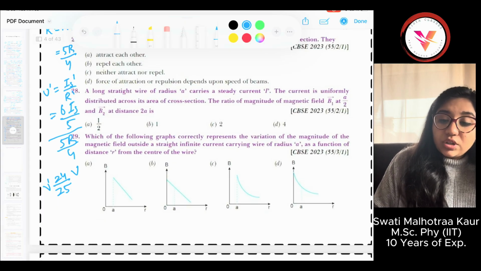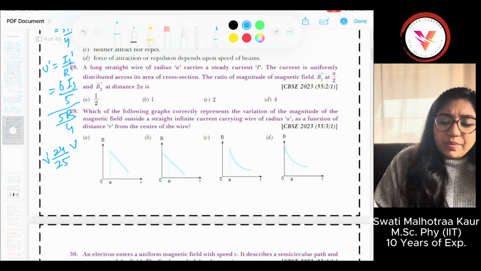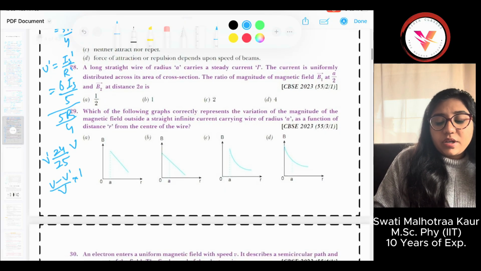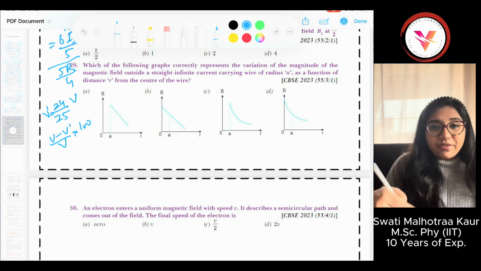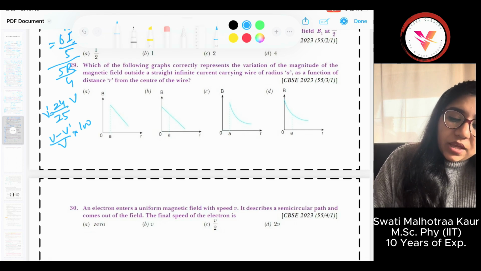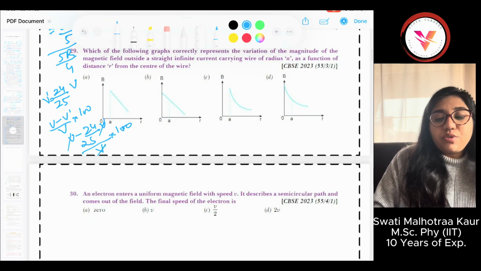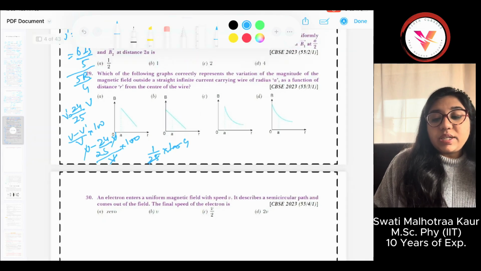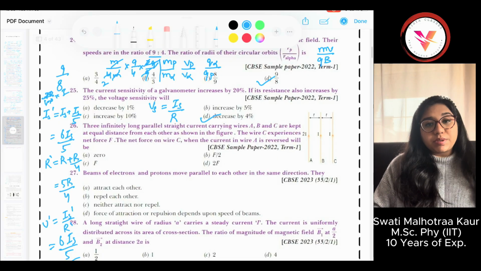Okay, so for the percentage, it's simply V minus V dash by V into 100. Because V dash is less, 24 by 25, the denominator 25 is higher, so V minus 24 by 25 times of V over V into 100. So you can cancel V. 25 minus 24 is 1. 25 fours are 100, so 4%, and because V dash is less, it is decreasing, so decrease by 4%.